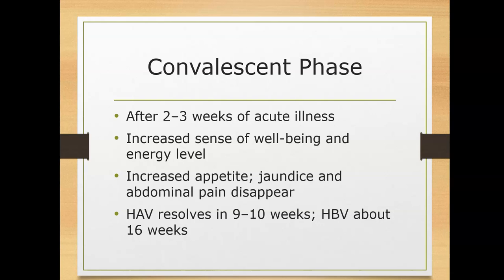And then the convalescent phase is much like the name implies. Okay, it's when the symptoms start to subside after 2 to 3 weeks of acute illness. The patient will have an increased sense of well-being and energy level. They're going to start to feel better. They're going to have an increased appetite. The jaundice and the abdominal pain are going to disappear. Okay, if it's hepatitis A, it's going to resolve in about 9 to 10 weeks, whereas hepatitis B is going to take about 16 weeks to resolve.